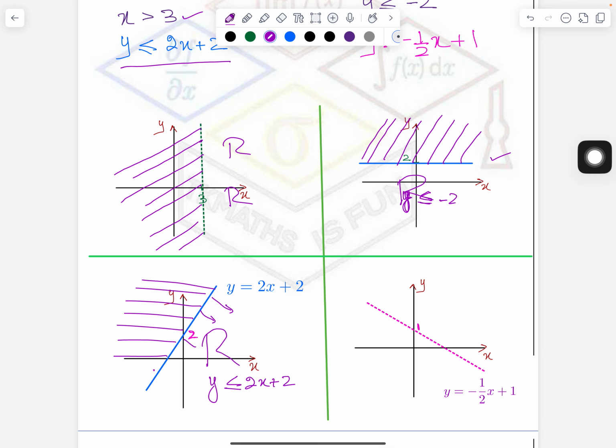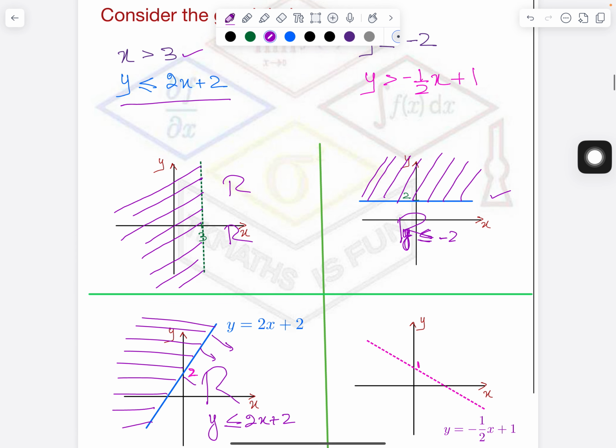Okay? Now the last example, y is greater than minus half x plus 1. So what I want is the region above the line. This is the region I want because it is greater than. So this region is y greater than minus half x plus 1. So I will shade this region. When we combine the equations, you will understand why I shaded the opposite region.